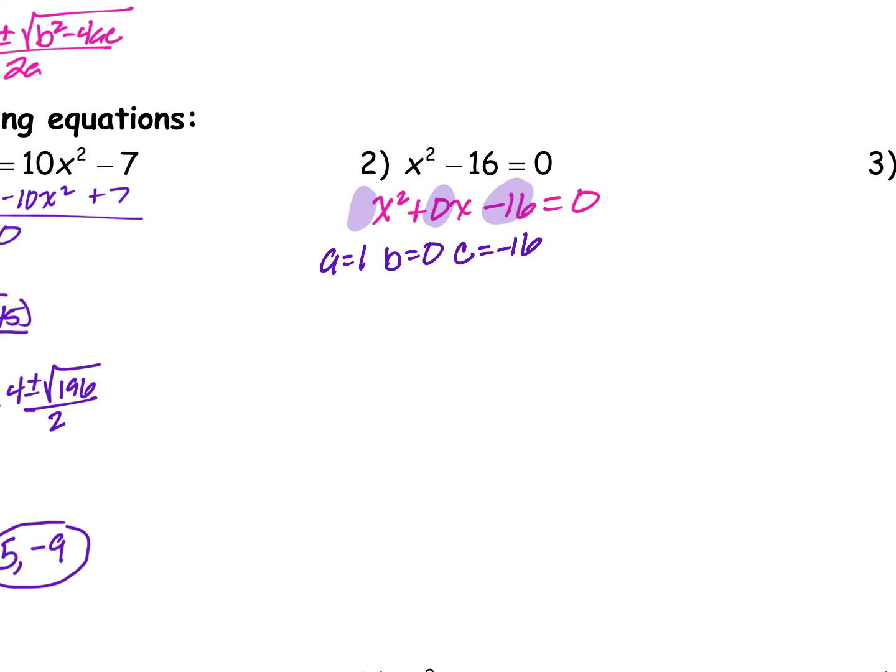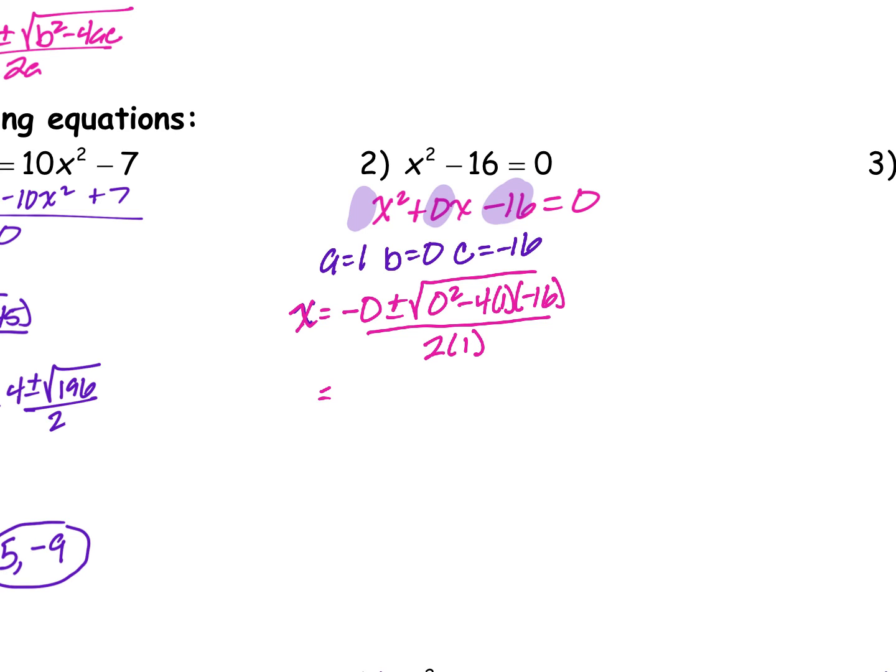Okay, any questions? We're okay? All right, now I'm just going to plug it into the quadratic formula. So I've got x is going to equal minus 0, plus or minus the square root of 0 squared minus 4 times 1 times negative 16, all divided by 2 times 1.